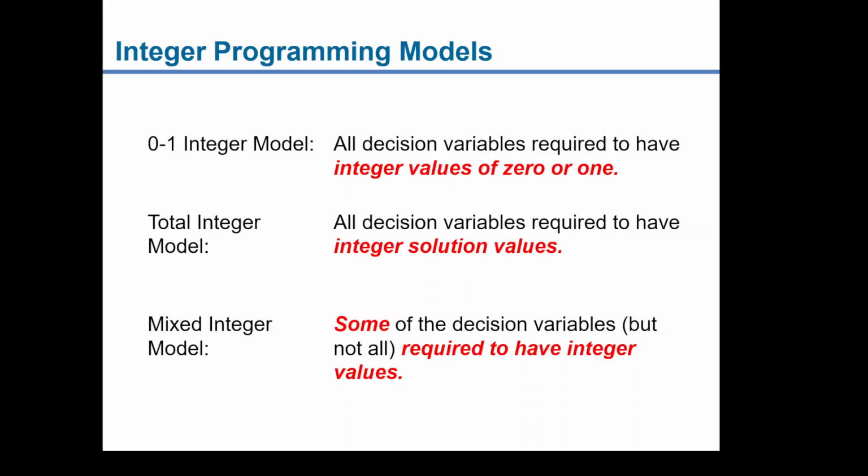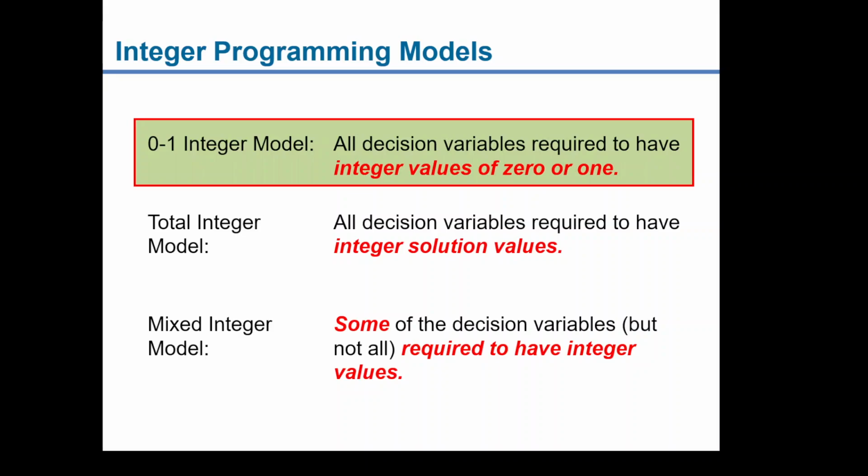Then we have total integer models in which all the decision variables are integers, not necessarily 0 or 1, but they can have any integer value. And then finally, we have the general form of mixed integer models in which some of our decision variables can be integers and some can also be non-integer values.